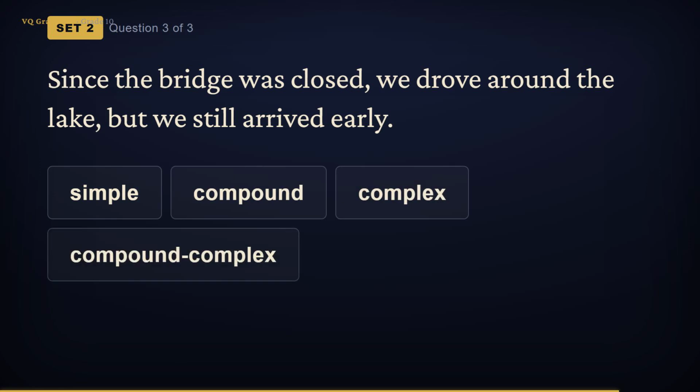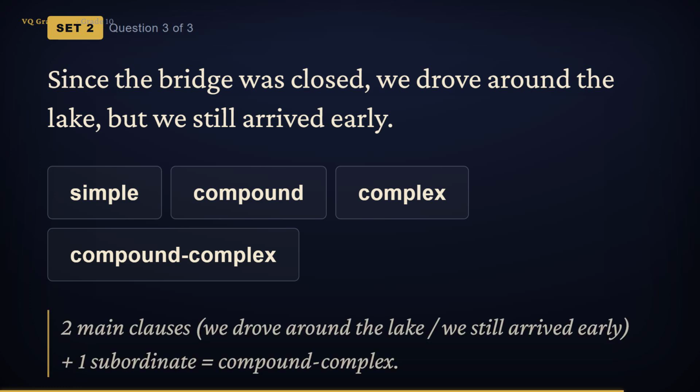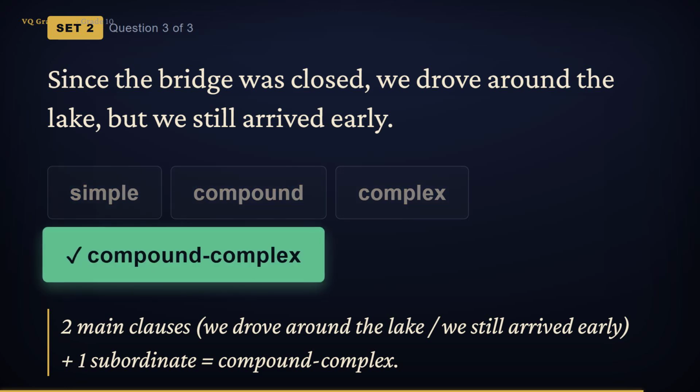Since the bridge was closed, we drove around the lake, but we still arrived early. Since the bridge was closed is subordinate. That word since gives it away. We drove around the lake stands alone. We still arrived early stands alone as well. So that's 2 main clauses and 1 subordinate clause. The answer is compound complex.